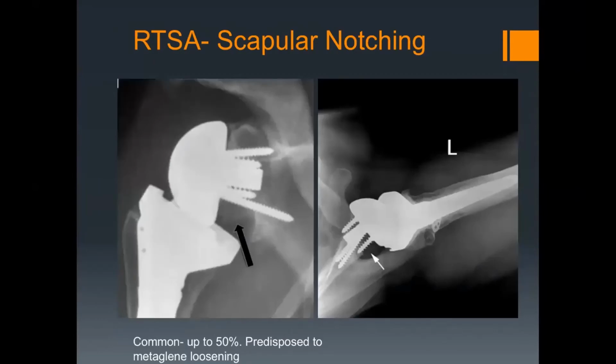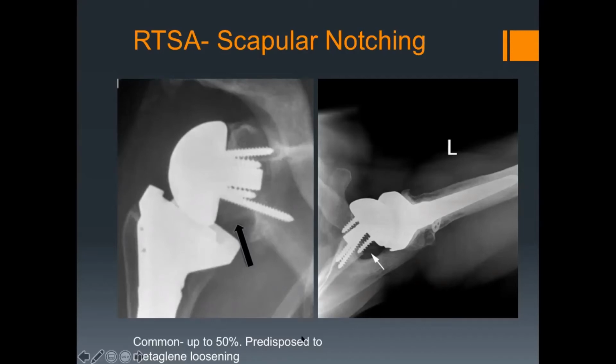A complication that's specific to the reverse shoulder arthroplasties is scapular notching, and in the literature this is reported to happen in up to 50% of cases. This is where you get focal osteolysis, typically at the inferior margin of the glenoid and scapular neck, related to impingement from the humeral cup. And you can see this is an example of that. So you have this lucency related to the inferior metal glenoid screw. And the problem with this is that it predisposes to failure of the prosthesis on the glenoid side.